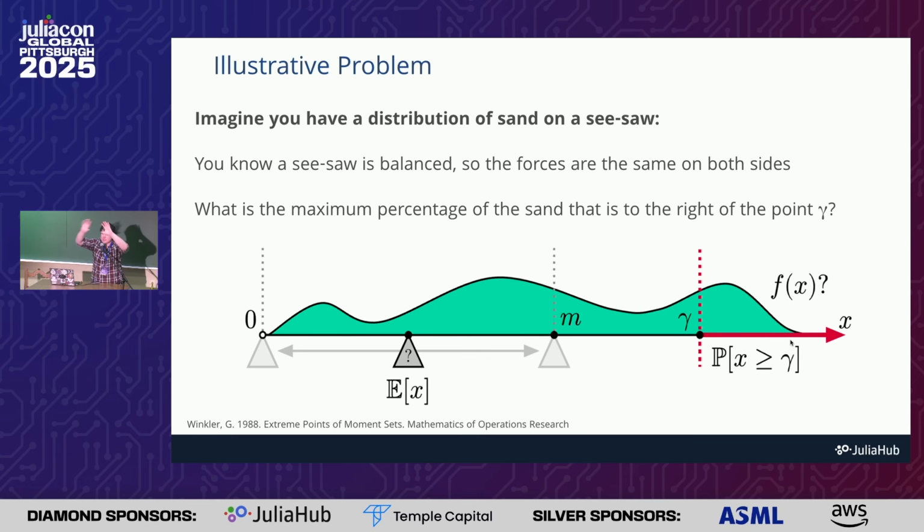So there's some possible distribution of sand. So any possible continuous function distribution, what is the maximum amount of sand over here? You think, oh, that's impossible, right? But we do actually have one piece of information. If the seesaw is balanced, then the forces on the left equal the forces on the right. So what can we do with that? Well, one thing that we could look for is what is the worst case scenario? Well, what is the way to get the most sand on this seesaw?